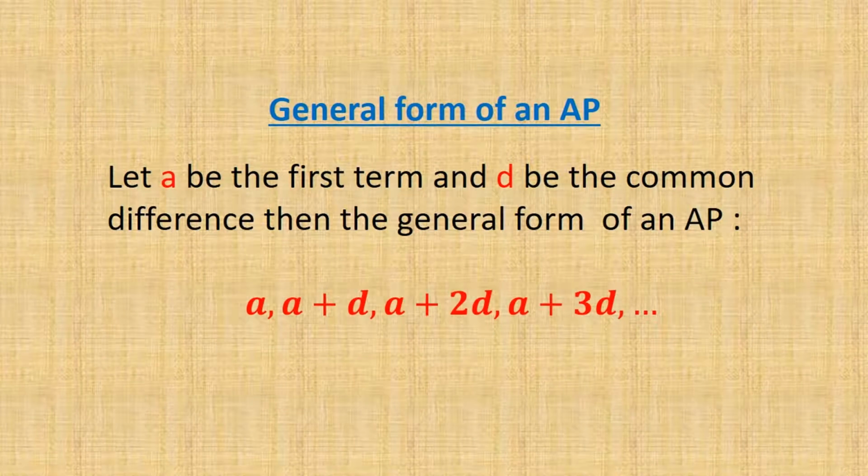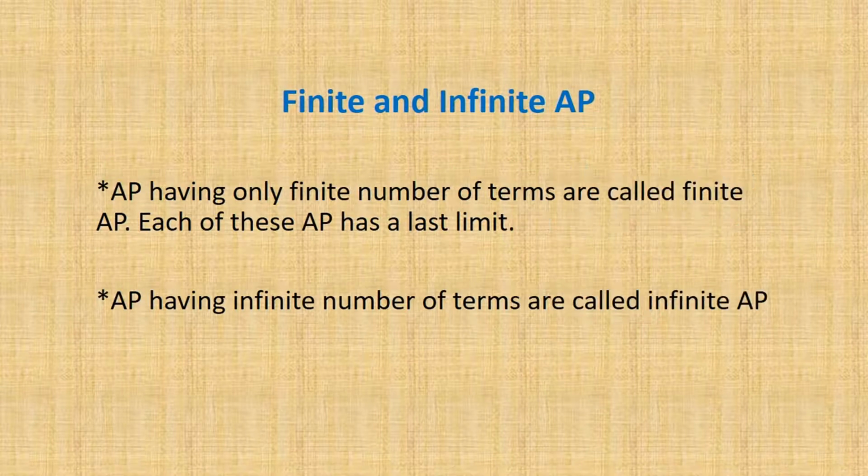And then we discussed the general form: a, a plus d, a plus 2d, a plus 3d. That is the general form of an AP, not a term. And then we discussed finite and infinite arithmetic progressions. For a finite sequence, the sequence will terminate at a point, but an infinite progression will continue.